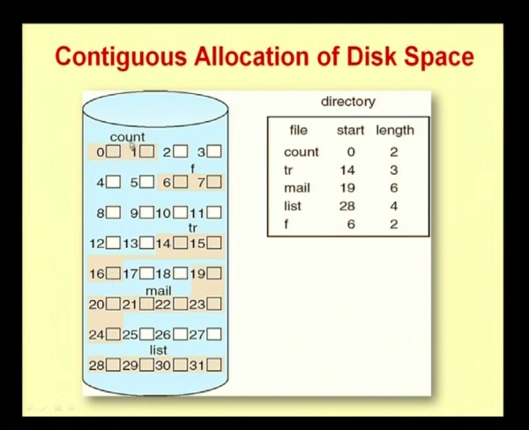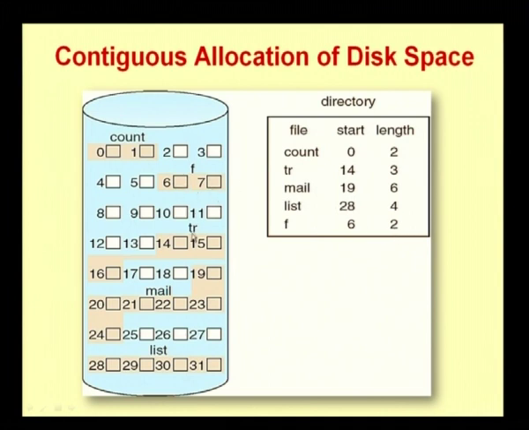So say for example my file name is count. It gets stored in 0 and 1, so the start is 0 and it is going to use two different locations, so the length is 2. And if I have a second file called f, it is also using only two locations, wherein the start value is 6. Since it is using two locations, 6 and 7 will be occupied.